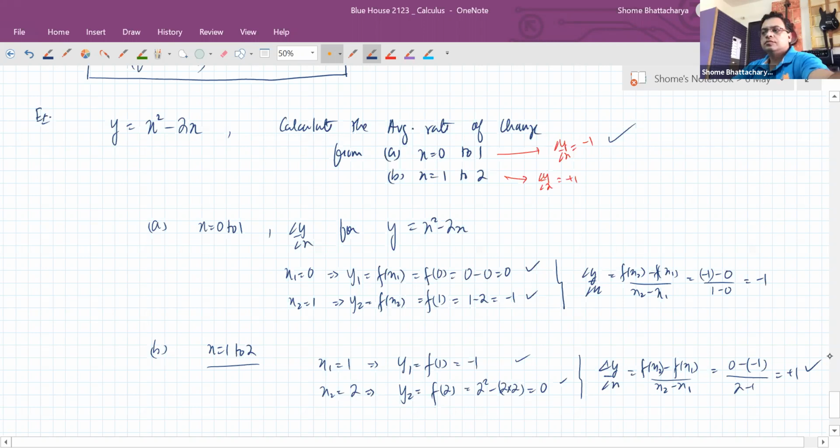Sir, how did 2 square come? Yes, any doubt, Vita? Because the function is x square minus 2x, no? So in the function x square minus 2x, if I want to find the value of the function at x equal to 2, I'll have to substitute x as 2, no? Okay, sir.